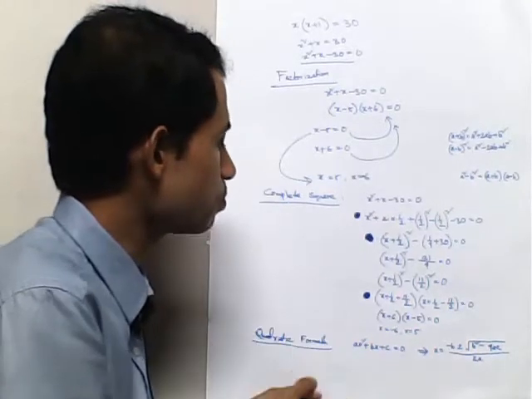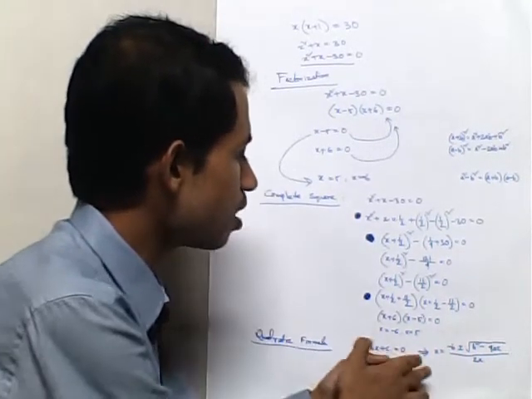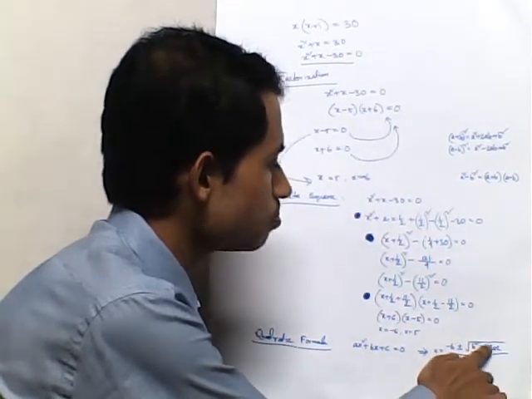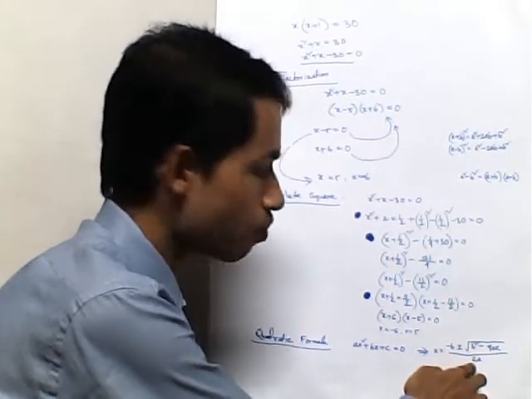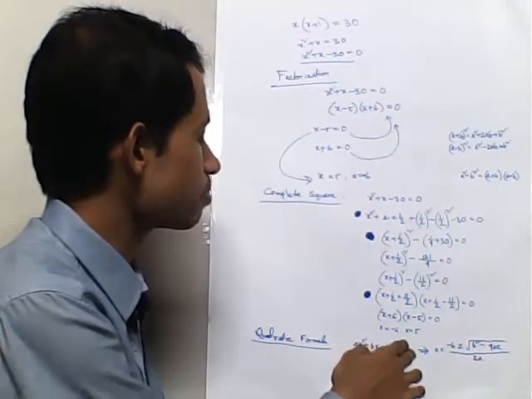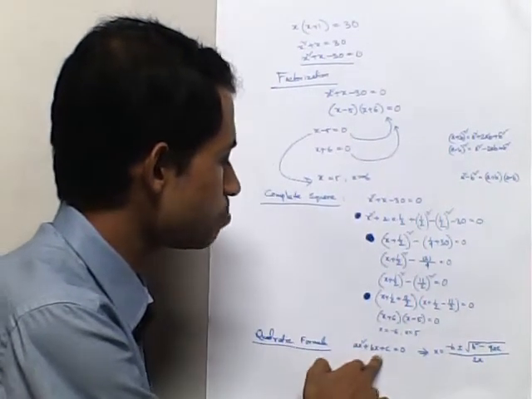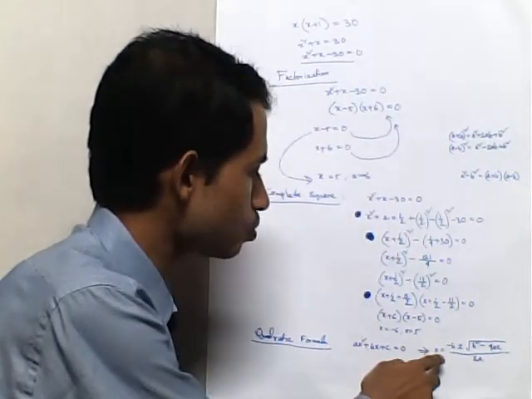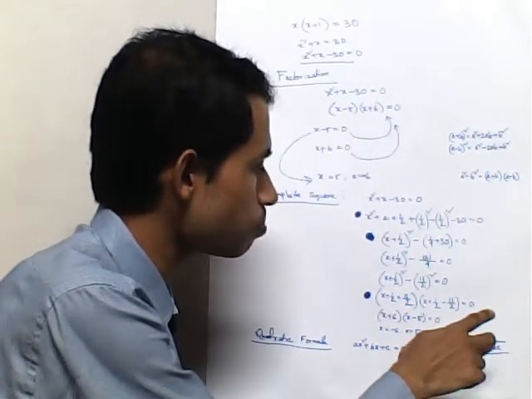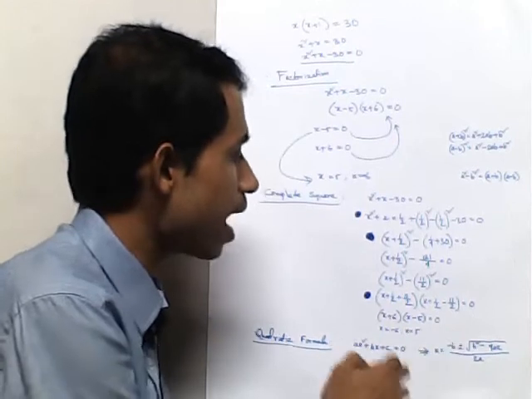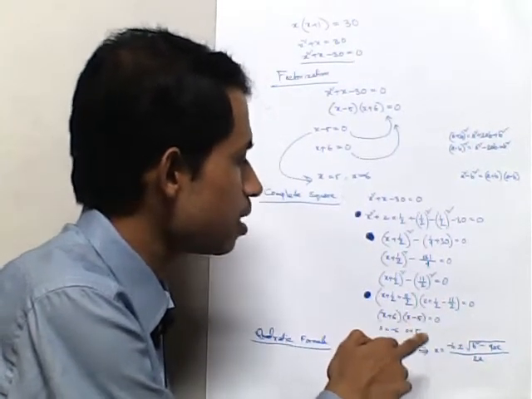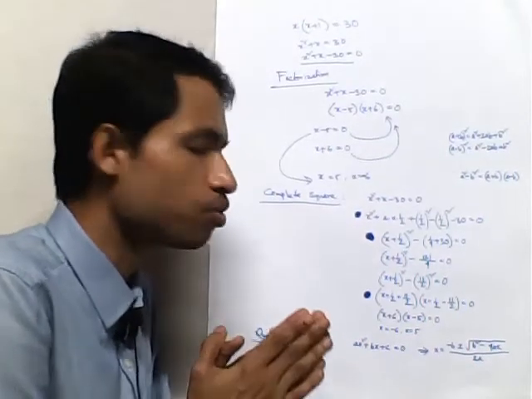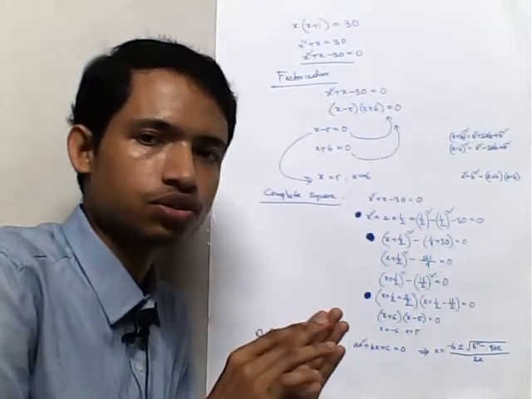We have to put this into the formula x equals minus b plus or minus square root of b square minus 4ac, all divided by 2a. If we substitute all the values of a, b and c, we can get the roots. For x equals (minus b plus square root of b square minus 4ac) by 2a, and x equals (minus b minus square root of b square minus 4ac) by 2a, we will get at most two different real roots.